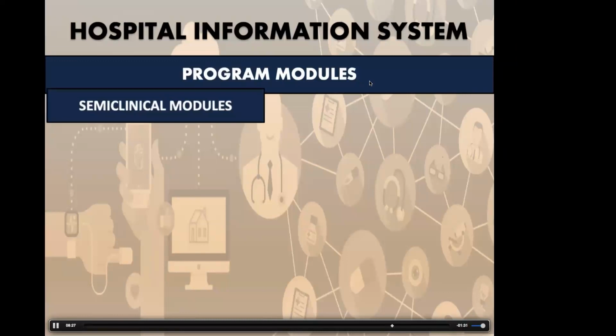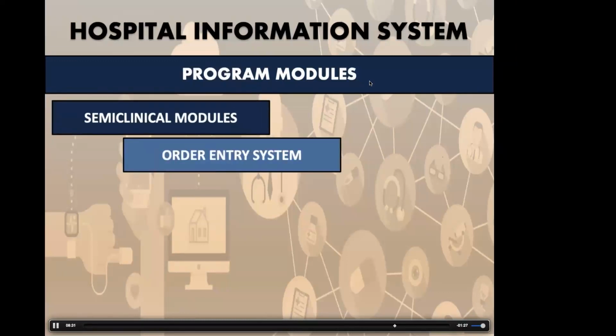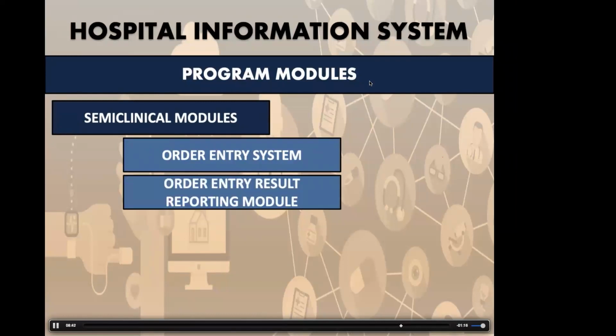First is the semi-clinical modules, which consist of the order entry system, and its function is to monitor and sometimes control the flow of patients in a hospital from admission to discharge. Then the order entry results reporting module, or the OE, which is almost always available in all HIS. This enables the staff to enter laboratory, pharmacy, and radiology orders, results, and reports online.